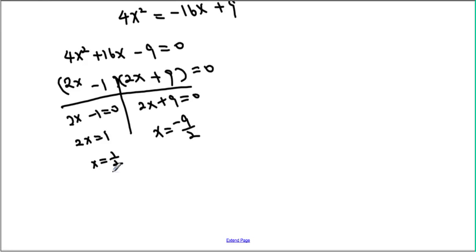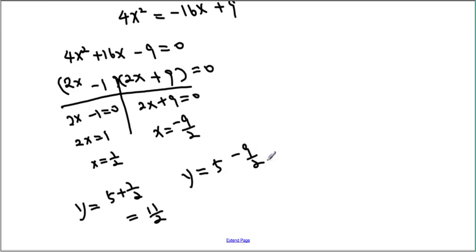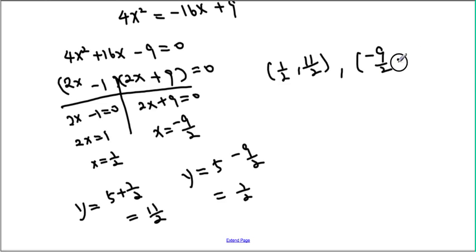So, when x equals 1/2, what happened to y? Y must be equal to 5 plus 1/2, which will be equal to 11/2. How about here? Y is equal to 5 minus 9/2. Then once you do this one, you'll realize that we end up getting 1/2. So our final answer becomes 1/2 when x equals 1/2, y equals 11/2. And when x equals negative 9/2, y is equal to 1/2.